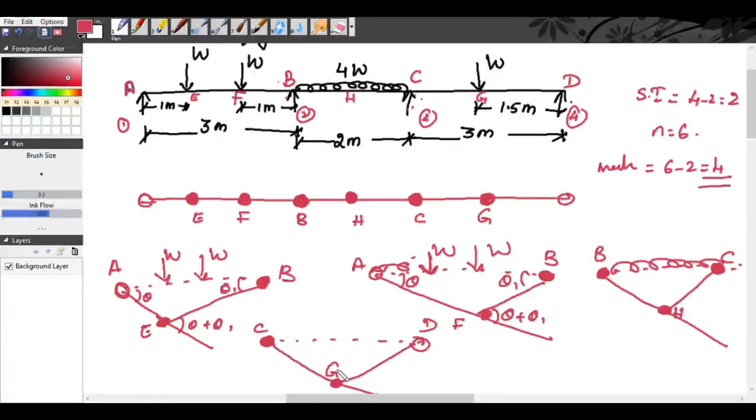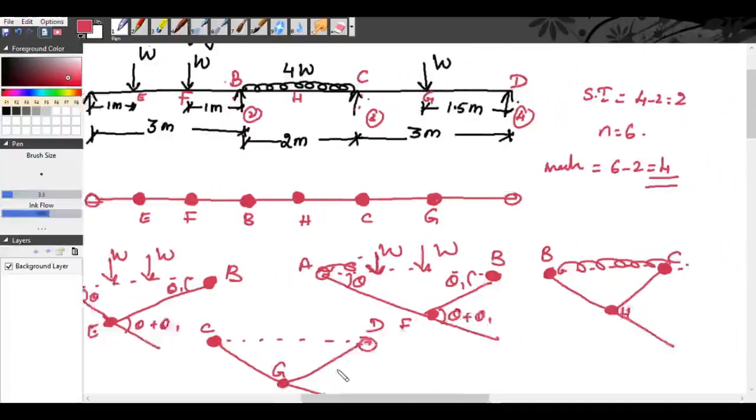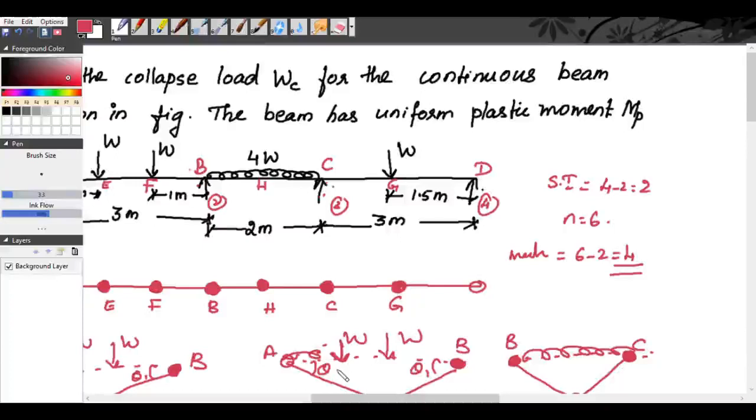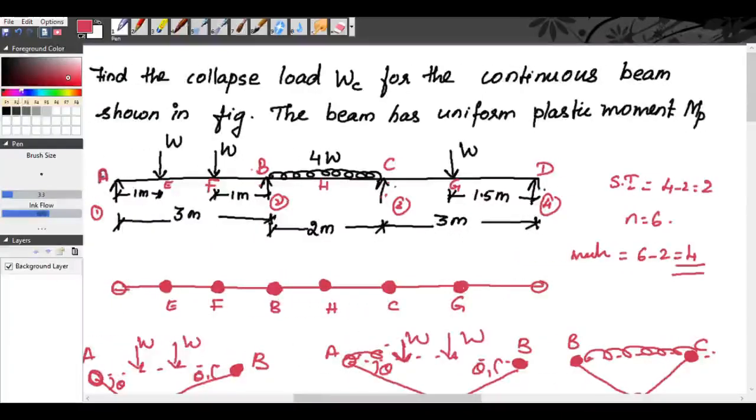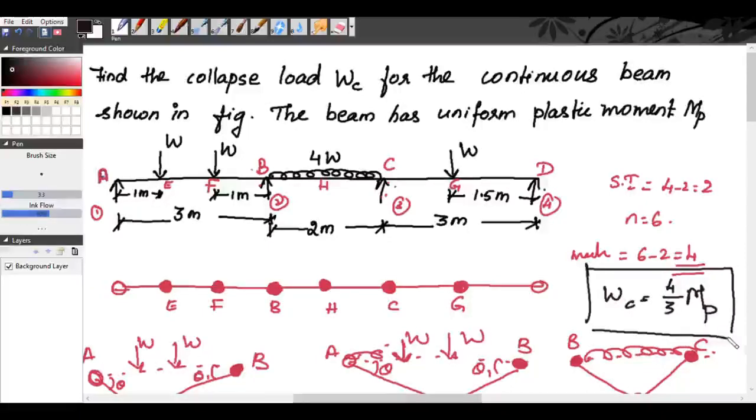This is your mechanisms. So totally you have 4 mechanisms and you compare all 4, and for the collapse load you have to take the least value. For this problem, your answer is that the collapse load is equal to 4 by 3 MP. So you can solve this problem on your own. We will move on to the next problem in the next class. Thank you.